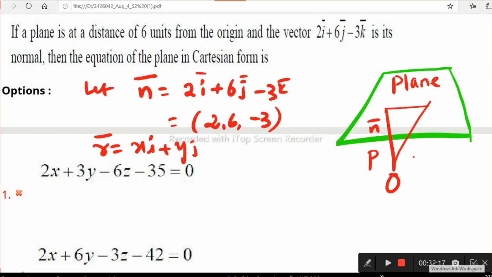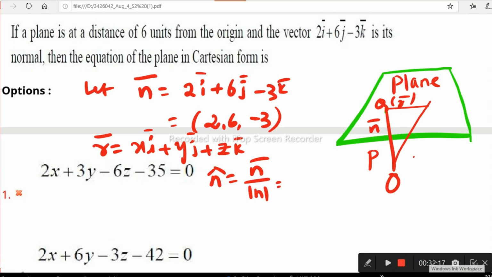This is a general point in the plane, xyz, okay? That is some point r bar in this plane, right? You know r and n. If n is a vector, we can take n cap as n bar by mod n. We have to use the unit vector which is perpendicular to the plane.